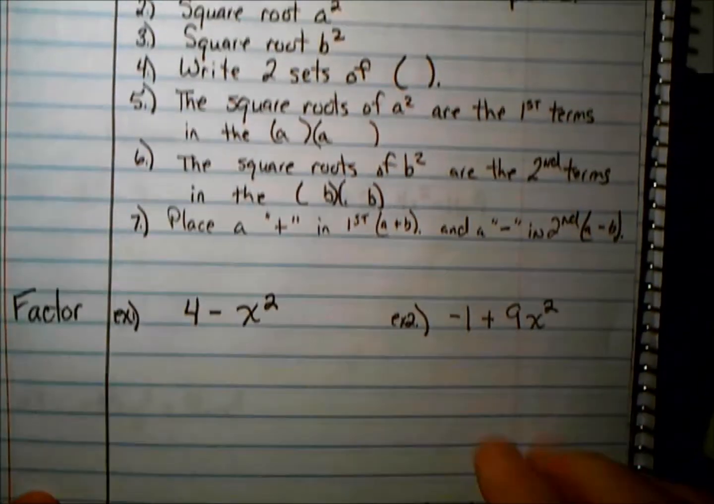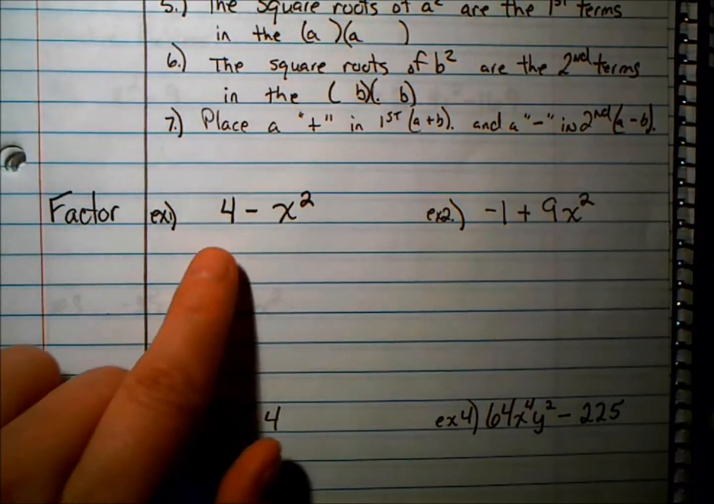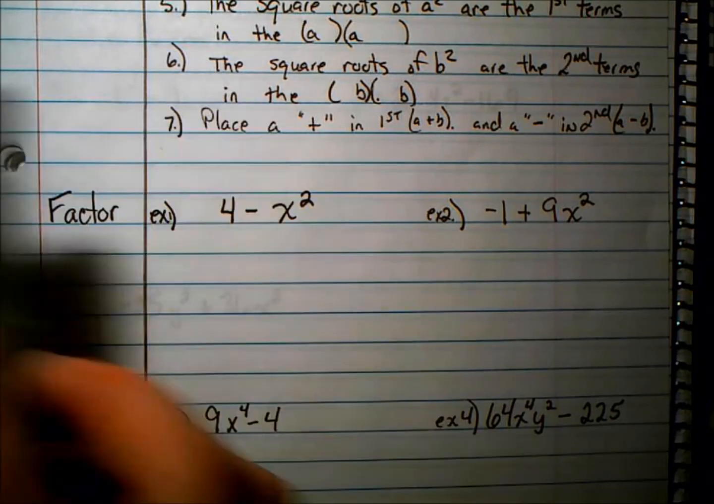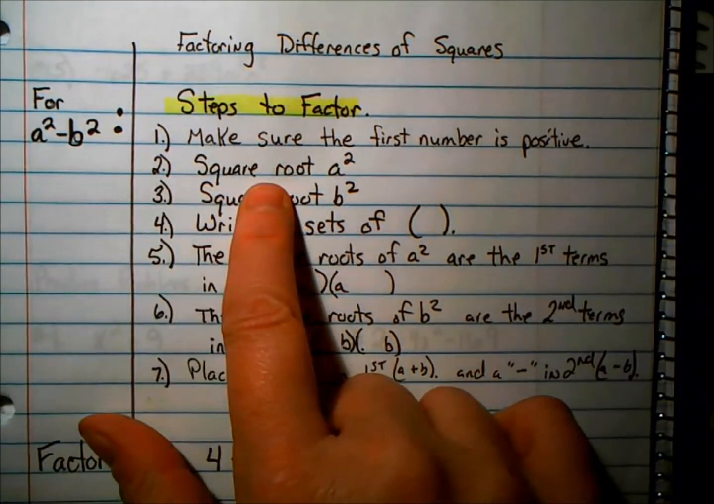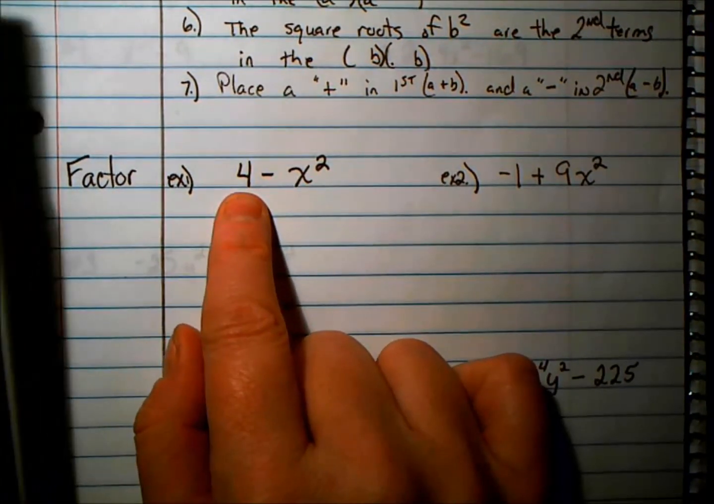Okay, so here we go with our factoring. Remember, it said we want to make sure that the first number is positive. So if I'm looking at the first term, 4 is a positive number. So I'm okay with number 1. Number 2 says I want to take the square root of A. Well, this represents my A. It's my first term. Take the square root.